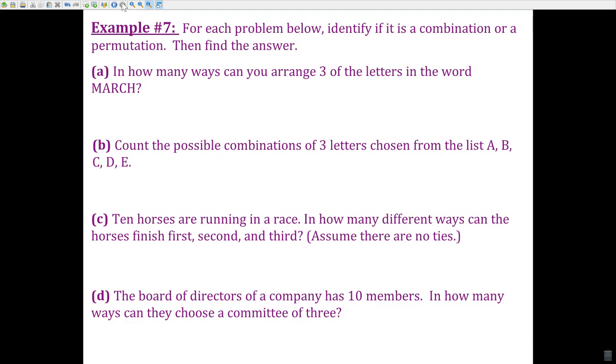Oh, yeah. So this is a good try on your own if you like. You just have to list the combinations or permutations and then find the answer. But I'm going to just throw the answers on here real quick. How many different ways can you arrange 3 letters in the word March? Well, that's a permutation because the order matters.